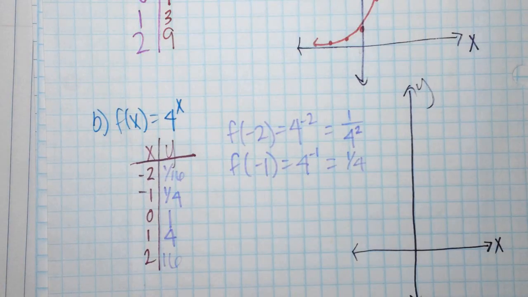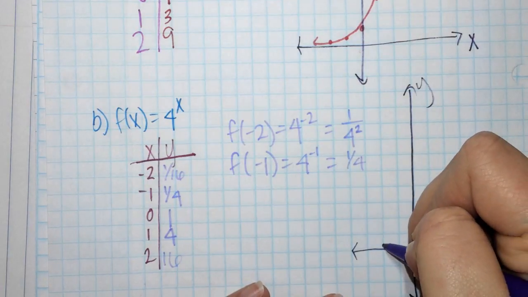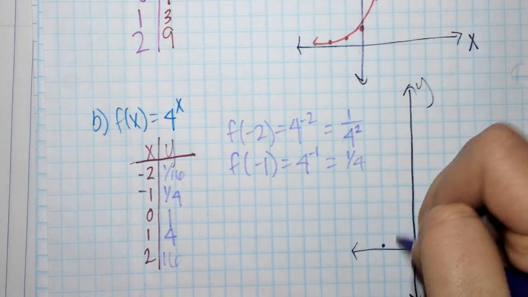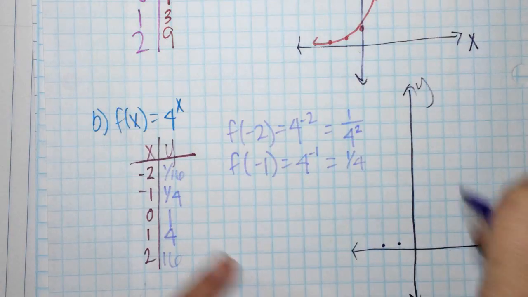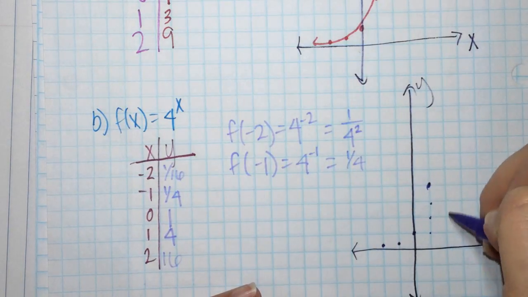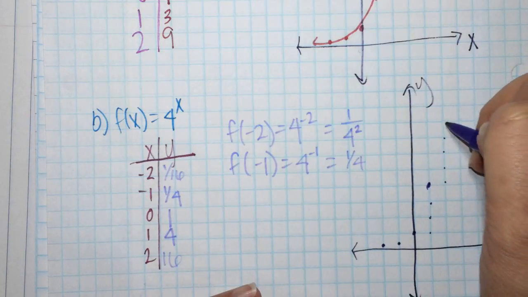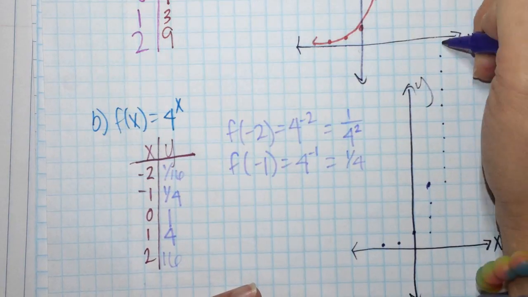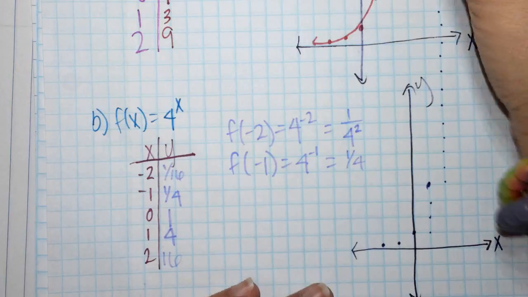Alright, so negative 2 and 1/16. You go left 2, up a baby bit. Negative 1 and 1/4, up a baby bit more. 0, 1, 1, 1, 2, 3, 4. And 2, 16, 4, 5, 6, 7, 8, 9, 10, 11, 12, 13, 14, 15, 16.